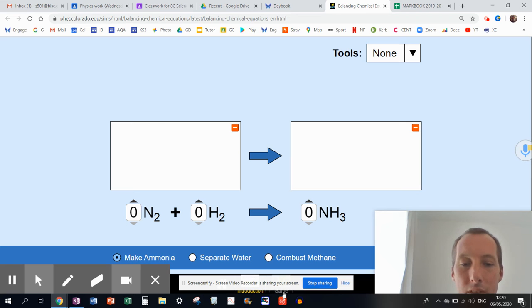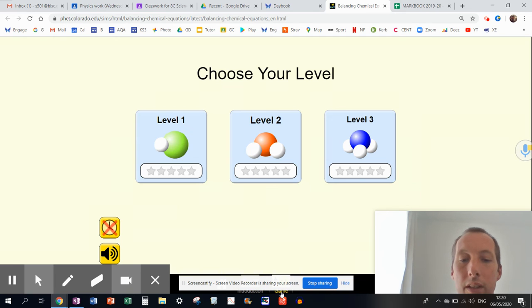If you look at the bottom of the screen, there's either an introduction or a game. I'm going to use the introduction to show you how to use this, and then you're going to come along and use the game. You're going to start on level 1 and solve all the problems, then level 2, solve all the problems, then level 3.